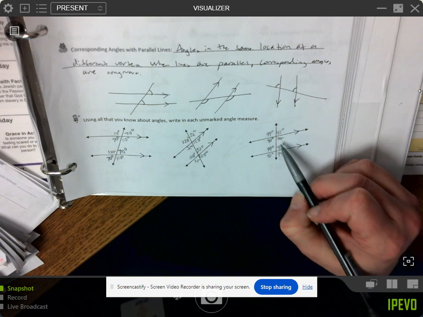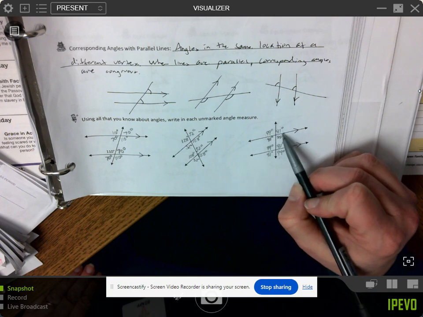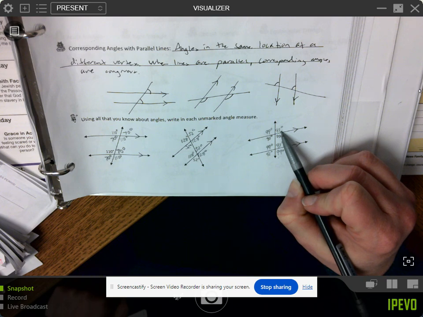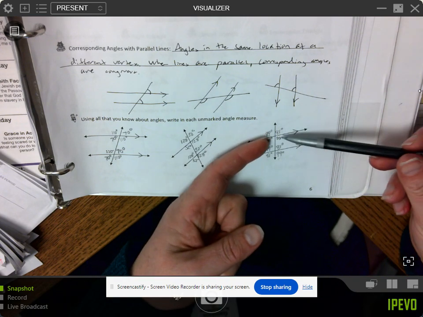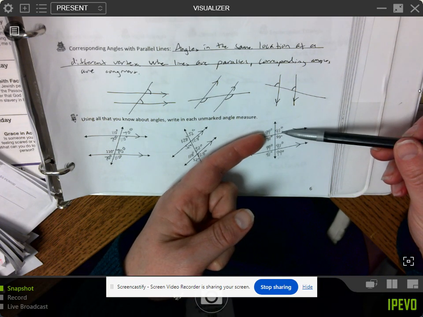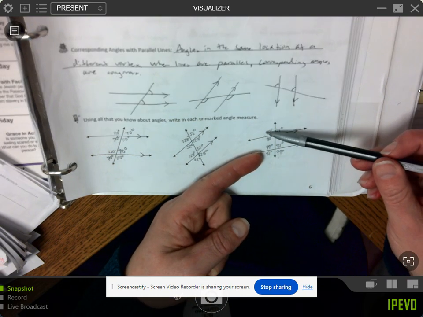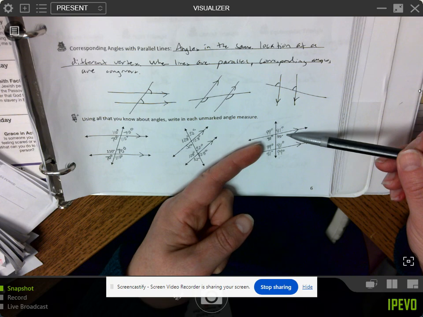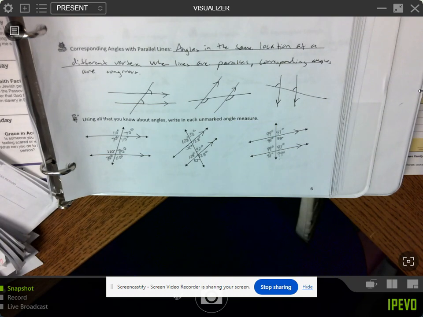Over on this one, we knew this was 99 degrees. So vertical angle would be 99 degrees. Supplementary, 99 plus 81 is 180. So these two are 81s. Corresponding angles on parallel lines means we pick up all of these angles and put them down here. They're going to be identical. 99 and 81 on top, 81, 99 on bottom. So those corresponding angles are identical. So each parallel line is the same.